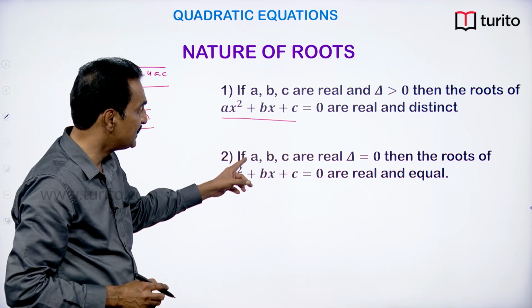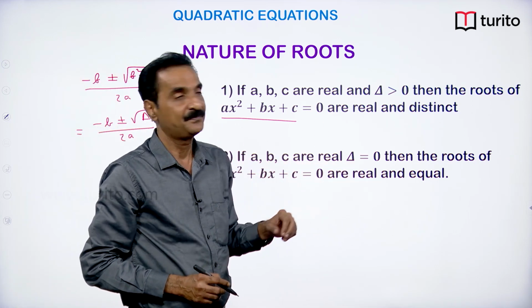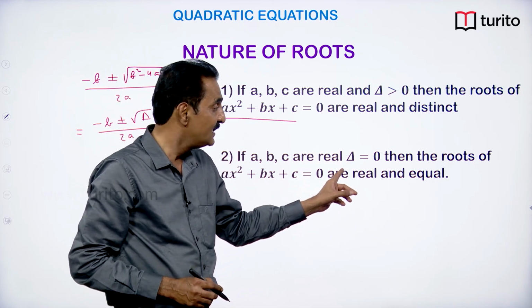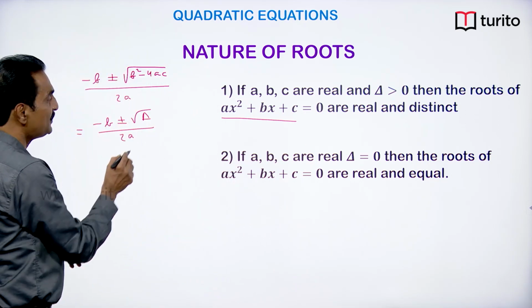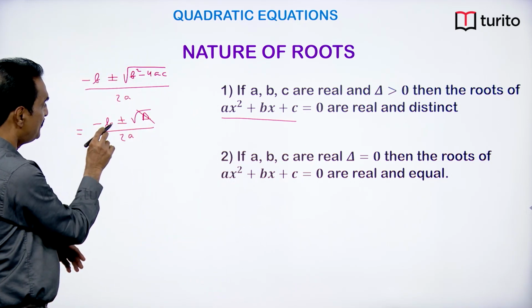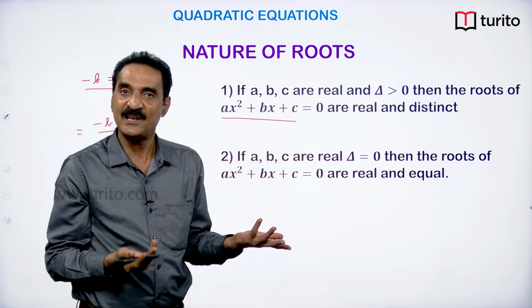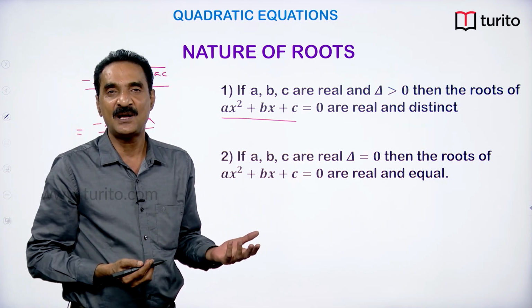Next, second point: if a, b, c are real and delta is equal to 0, then the roots of the equation ax square plus bx plus c are real and equal. If delta is equal to 0, what happens? Minus b by 2a plus or minus 0 means both the roots are the same, minus b by 2a. Each root is minus b by 2a. So the roots are equal.